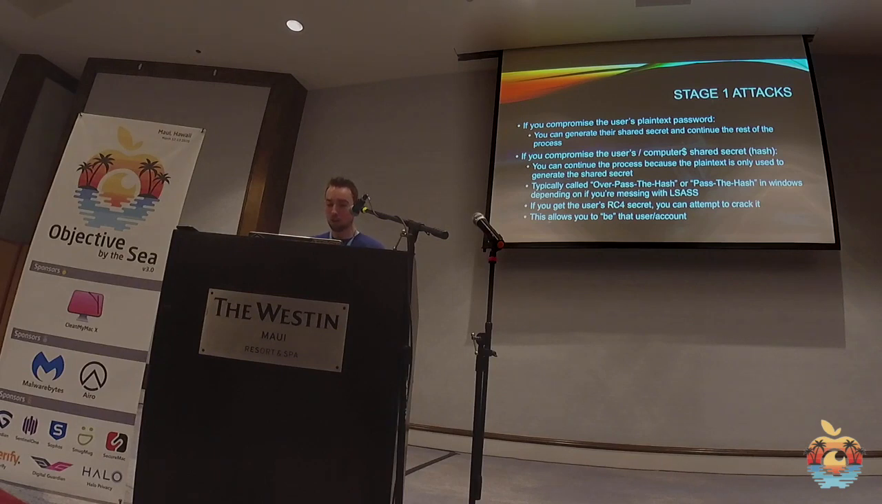In Windows, this is usually overpass the hash or pass the key, depending on if you're trying to inject this material into LSASS or not. For us, though, it doesn't really matter that much because we can just do this manually on the wire. If you're able to get the RC4 version of this hash instead of the AES 128 or 256, it's a bit easier to crack. And this allows you to essentially be that user account. Once you have that hash, you can do everything as them.